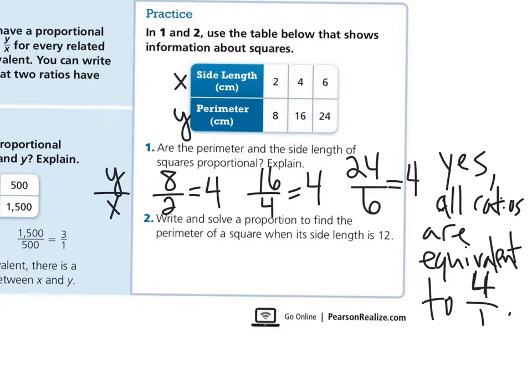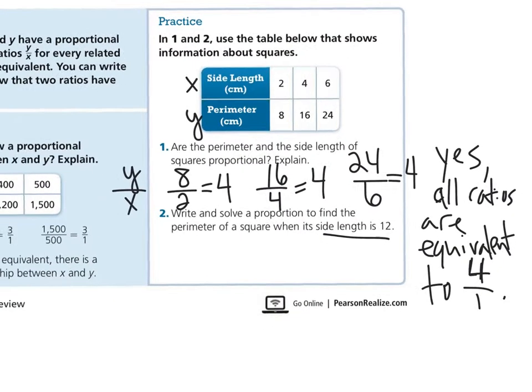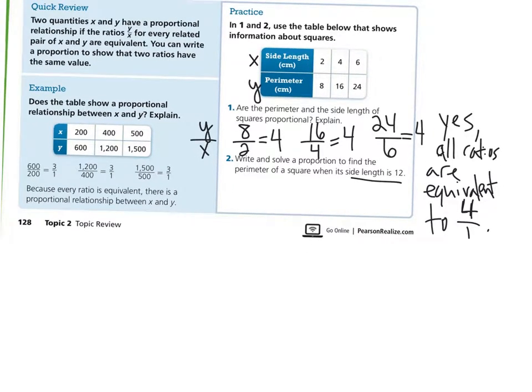So then number 2, write and solve a proportion to find the perimeter of a square when the side length is 12. So side length, we labeled that as our x. So we did y over x. And we always got 4 or 4 over 1. So we're trying to find the perimeter, and the side length was our x, so that's where the 12 needs to go.